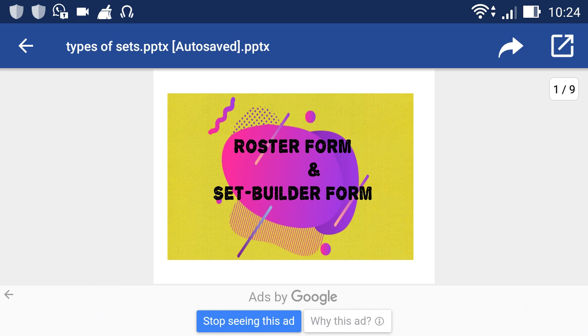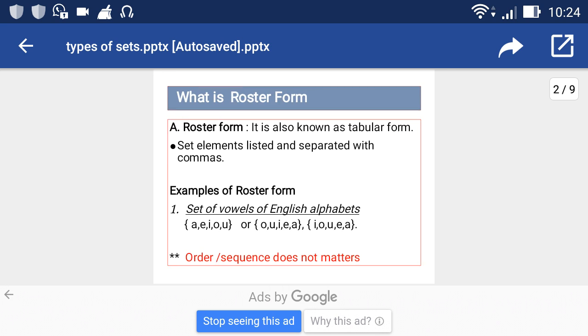A set can be expressed in two forms, namely roster form and set builder form. Let us take roster form. Roster form is also known as the tabular form. Here we take all elements separated with commas, and all elements are enclosed within curly braces. Let us take some examples.